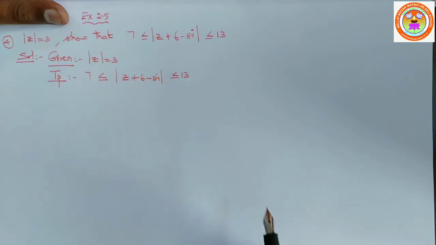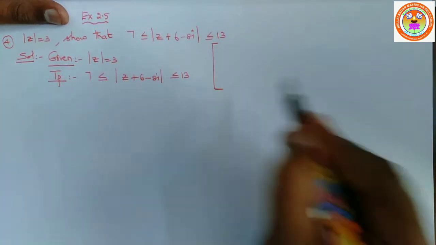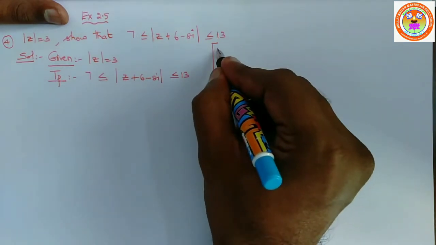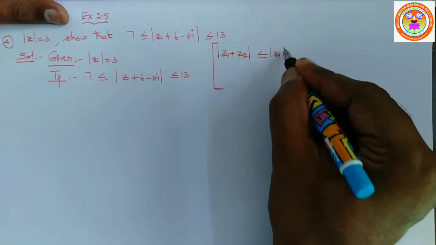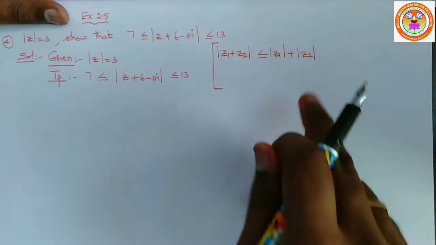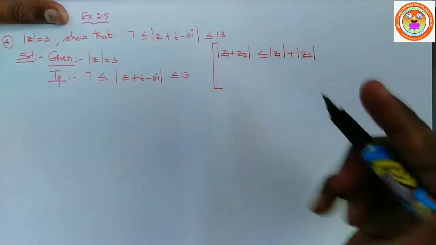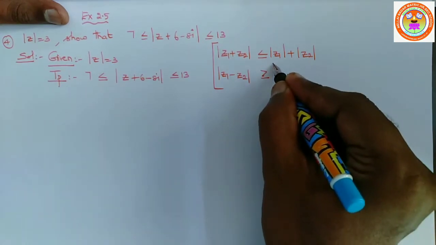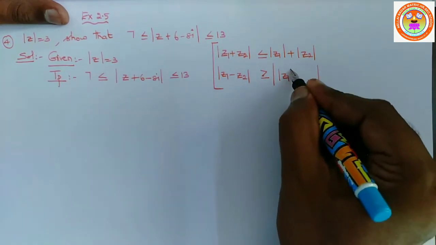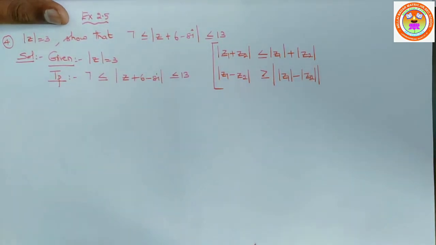Very easily. For this sum we need two formulas, two properties. The first property is modulus of z1 plus z2 is less than or equal to modulus of z1 plus modulus of z2. This is the triangle inequality property we saw first. Another formula: modulus of z1 minus z2 is greater than or equal to the whole modulus of modulus z1 minus modulus z2. Always write these two properties in the right hand corner of the question. Once you get this question in the exam, first write these two properties, then you can easily answer this sum.